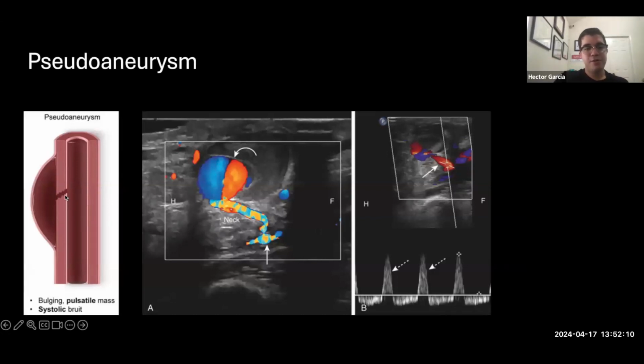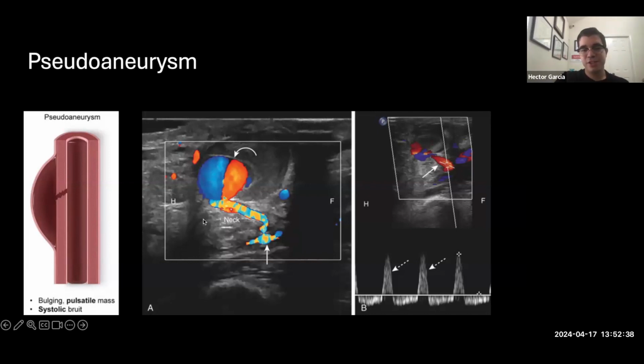So these ones, pseudoaneurysms, usually happen when someone undergoes like cardiac catheterization in the femoral artery. Sometimes the intima and the media break, but then the adventitia doesn't. And this allows for blood to extravasate, but still be contained. And what you get is a bulging pulsatile mass and systolic bruit.